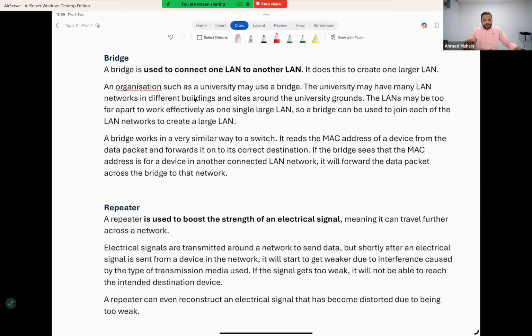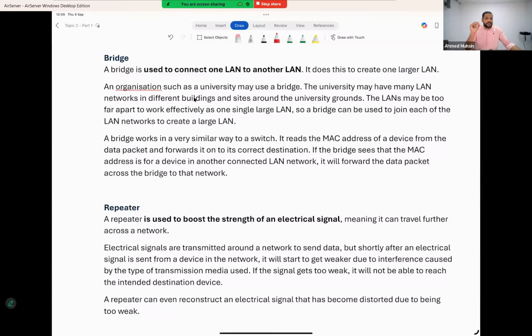Let's say, for example, think about a university here. A university is very big in size. It has so many departments across a large geographical area. Within a campus, there might be so many buildings next to each other. The university may have local area networks in different buildings and sites around the university grounds. The LANs may be too far apart to work effectively as one single network. So a bridge can be used to join each of the LAN networks to create a large local area network.